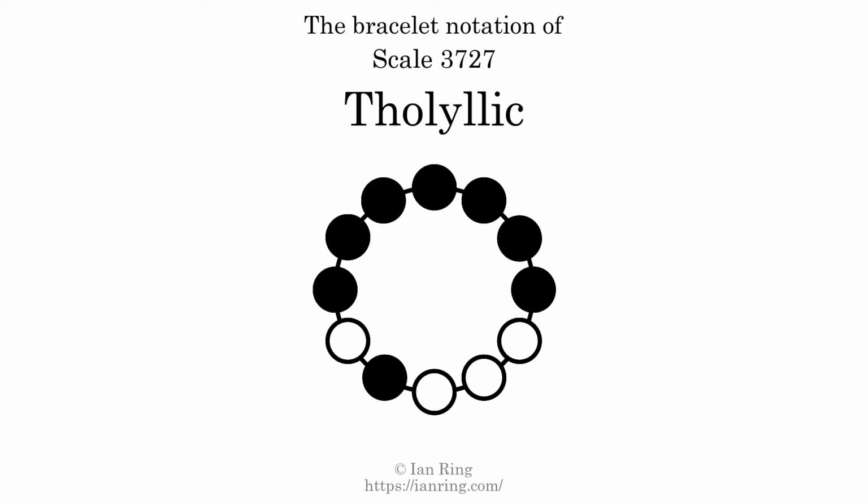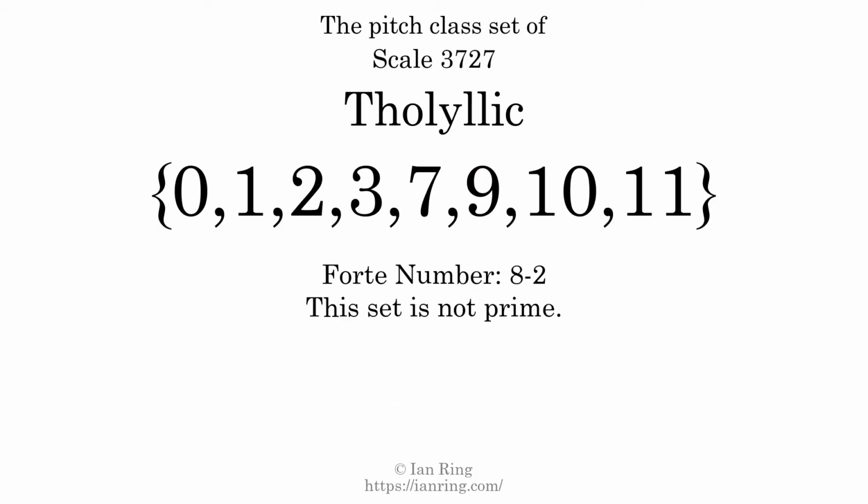This is a bracelet notation diagram of scale 3727. The shaded circles represent tones that appear in the scale, and they are read clockwise, starting at the top. The pitch class set for this scale is 0, 1, 2, 3, 7, 9, 10, 11. The forte class is 8, 2. This set is not prime.